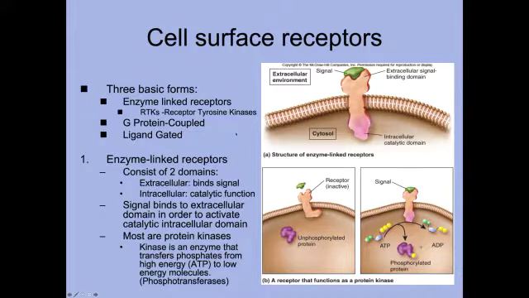So there are three basic forms of cell surface receptors, and these are the three that we are going to look at. We're going to look at enzyme-linked receptors. The specific type are called RTKs, or receptor tyrosine kinases. We're going to look at G-protein coupled receptors, or GPCRs. And then lastly, we will look at the ligand-gated receptors. I'm going to end lecture 1 here, and we will pick up and cover enzyme-linked receptors, or RTKs, in the next lecture.